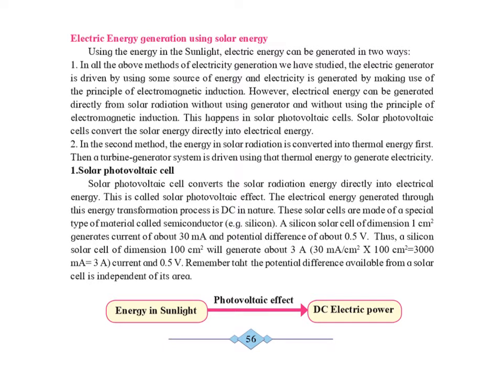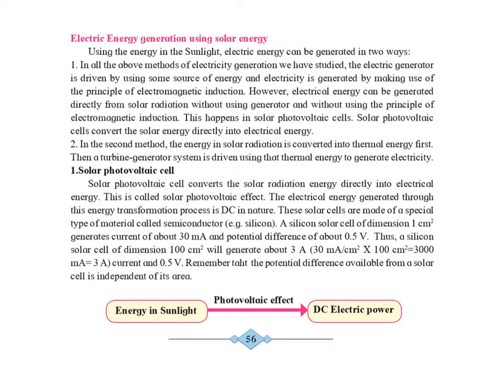Using the energy in the sunlight, electric energy can be generated in two ways. In all the above methods of electric generation that we studied right now, that is from the wind or from the water, the electric generator is driven by using some source of energy, and electricity is generated by making use of the principle of electromagnetic induction.